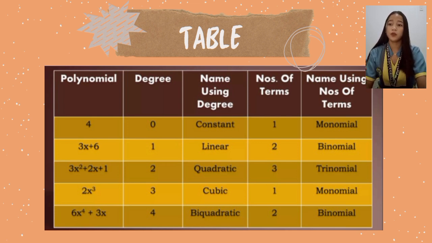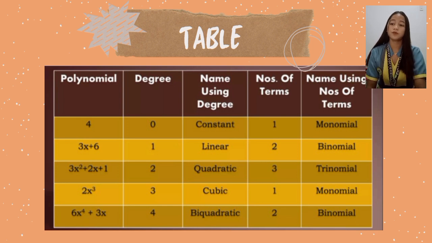In polynomial, we have the 4, and the degree of 4 is 0. And the name using degree is constant. Why constant? Because if the degree of the polynomial is 0, it is constant. And the number of terms is 1, because in this example it has just one term. And the name using number of terms is monomial. Why monomial? Because the number of terms is 1 and monomials have 1 term.